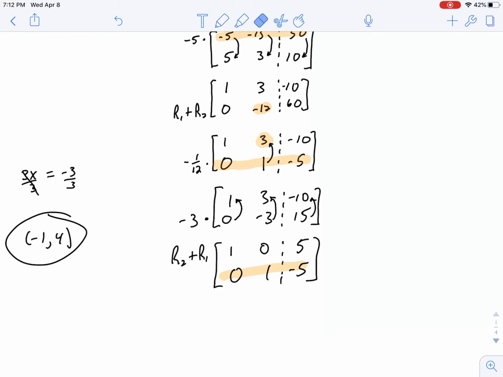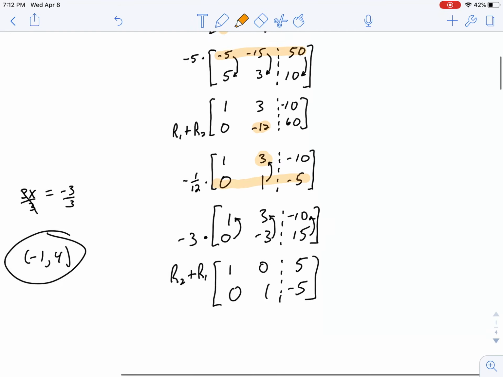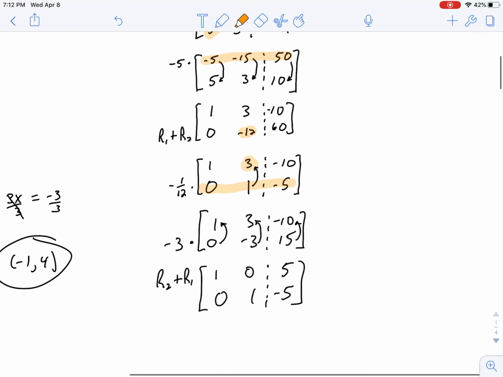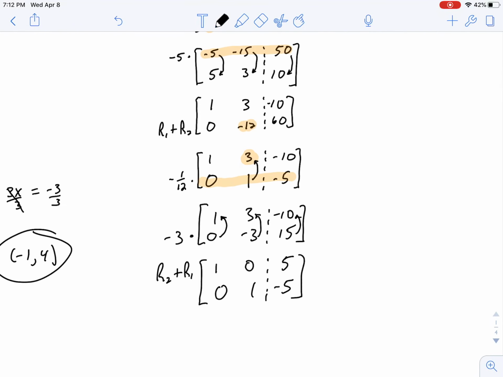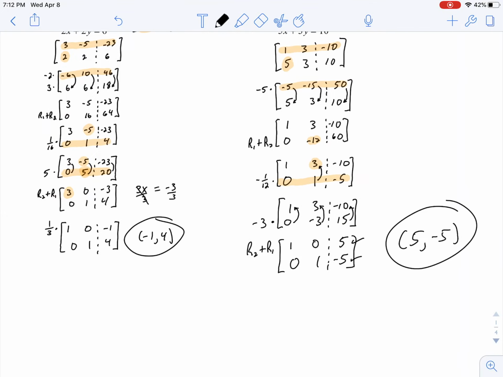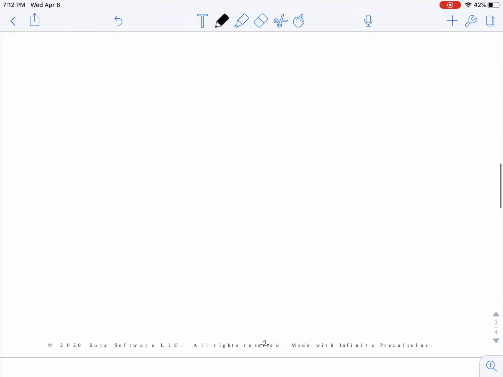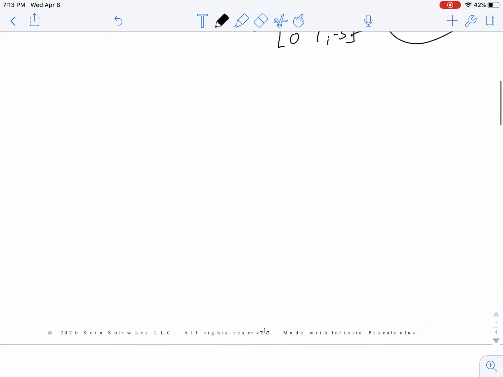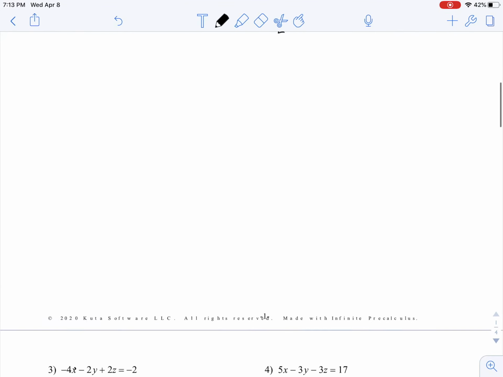So at this point, we're done. We've got our 1, 0, 0, 1. The answers that we have on the right-hand side are 5, negative 5. And we checked the answer before we started, and it is 5, negative 5. So we're good.